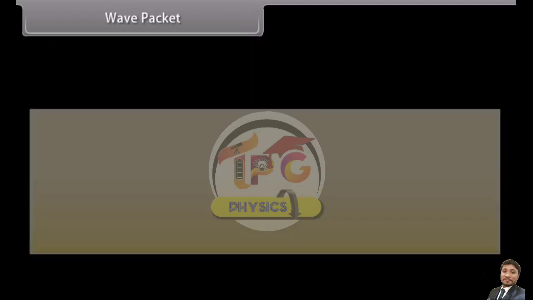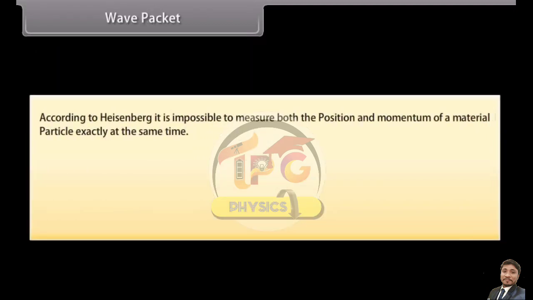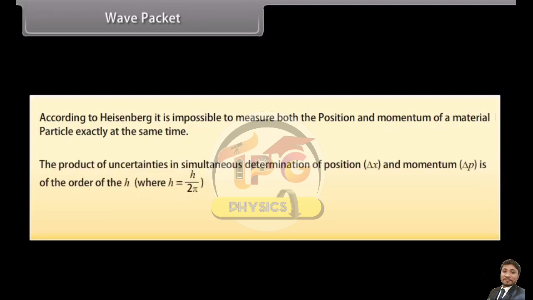Wave packet. According to Heisenberg, it is impossible to measure both the position and momentum of a material particle exactly at the same time. The product of uncertainties in simultaneous determination of position delta x and momentum delta p is of the order of h cap, where h cap = h/2 pi. Delta x into delta p is approximately h cap.